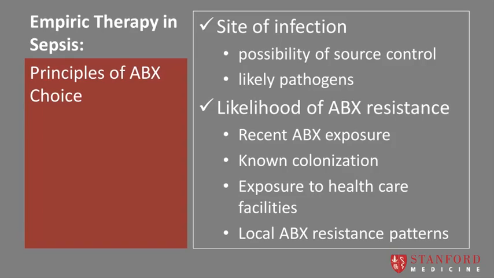Clearly, the likely pathogens are different in suspected urosepsis than they are in patients with pneumonia as the source of their sepsis. One should also assess the likelihood that the pathogen causing the infection is resistant to many commonly used antibiotics. Elements which might lead one to have that suspicion include a history of recent antibiotic exposure, known colonization with antibiotic-resistant pathogens, frequent exposure to healthcare facilities, and knowledge of local antibiotic resistance patterns.